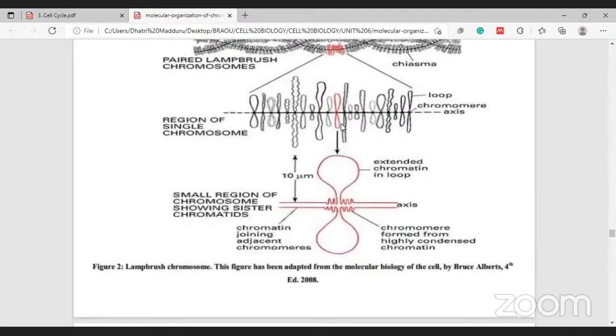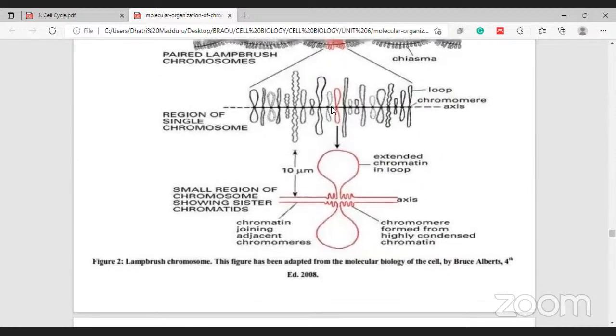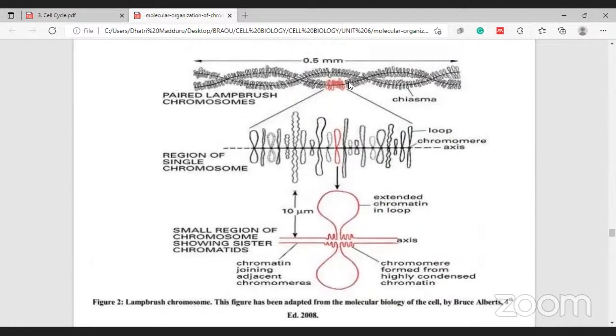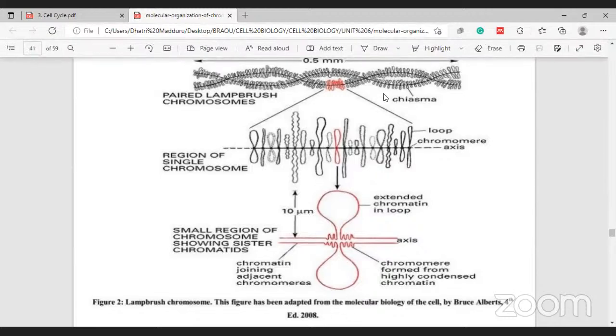This is how the lampbrush chromosomes look. This is the pair of lampbrush chromosomes, and this is a region of a single chromosome. See here, you can see it is like a brush, with small loops attached. Therefore, as it appears like a brush, it got the name lampbrush chromosome. So this is the structure.